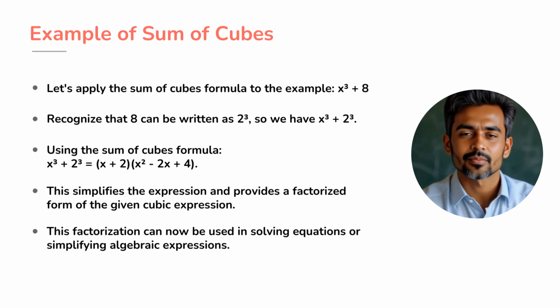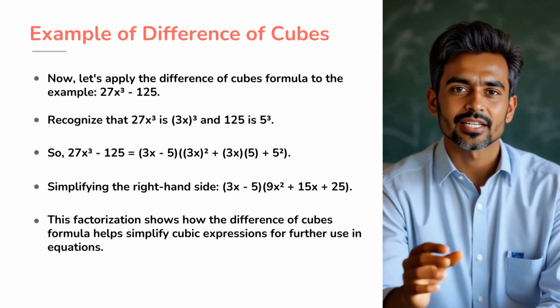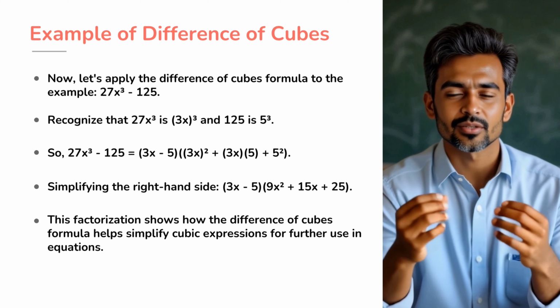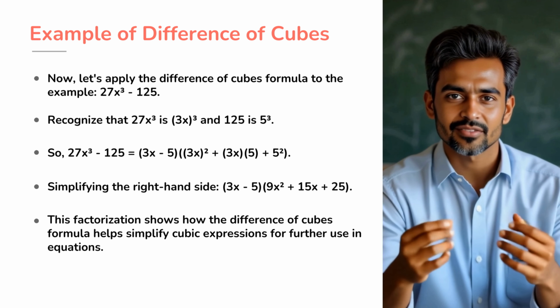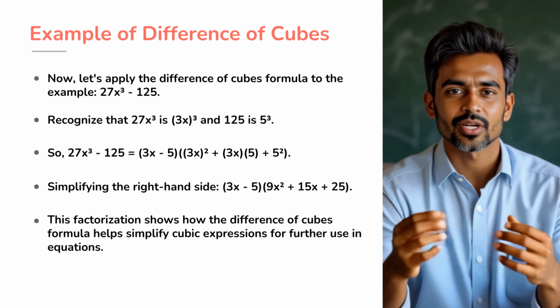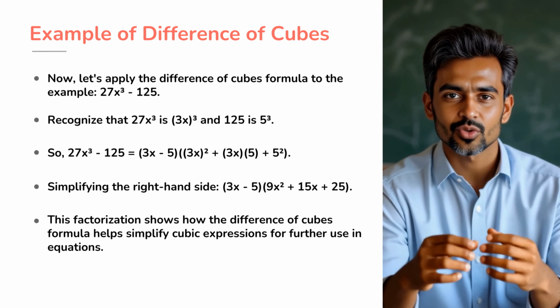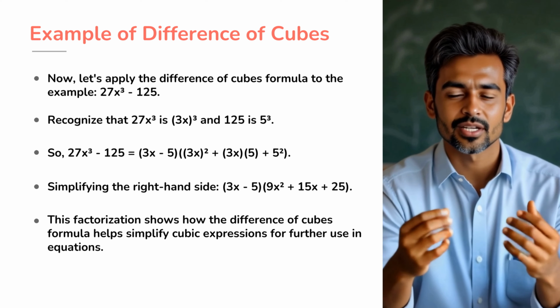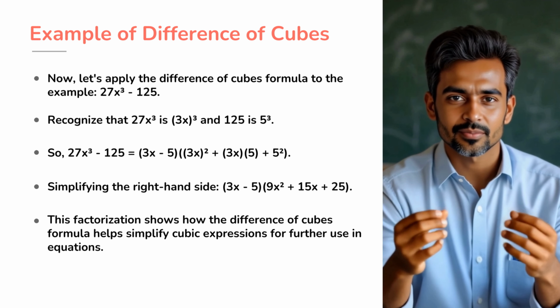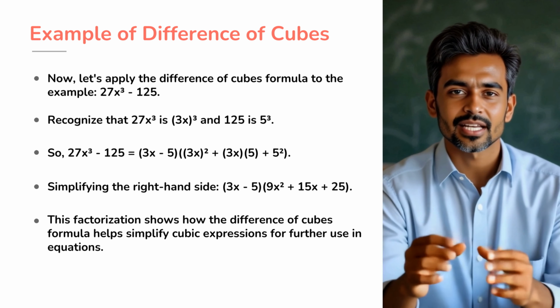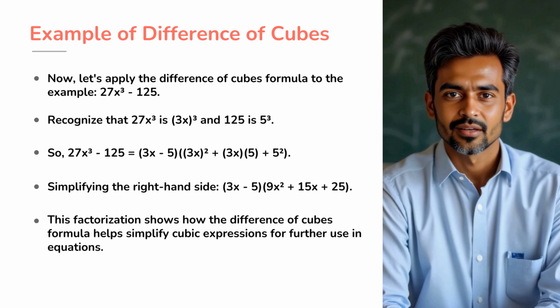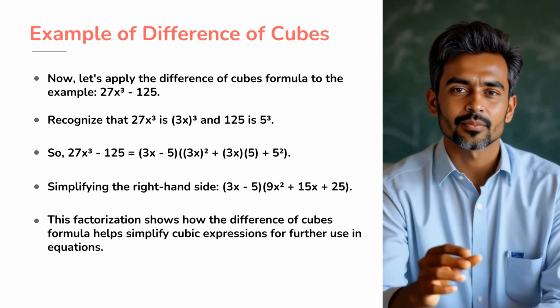Let's try a similar example for the difference of cubes. Consider 27x cubed minus 125. Notice that 27x cubed is the cube of 3x and 125 is the cube of 5. So we can rewrite the expression as 3x cubed minus 5 cubed.